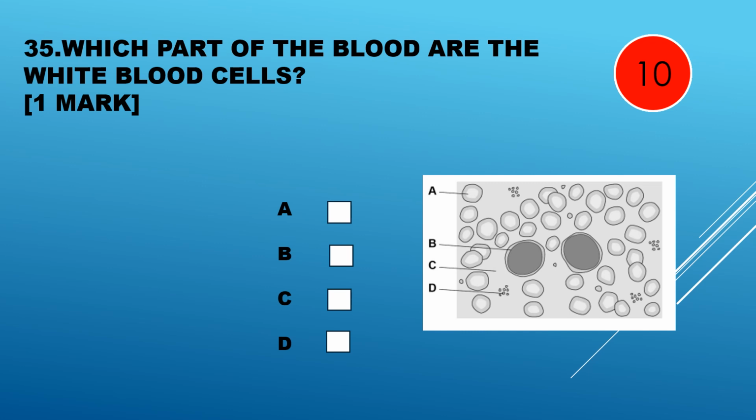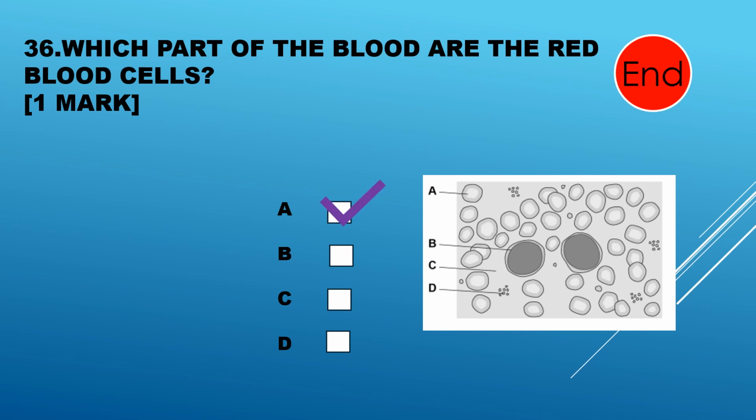Question 35. Which part of the blood are the white blood cells? Is it A, B, C or D? White blood cells are B. Question 36. Which part of the blood are red blood cells? Is it A, B, C or D? Blood is mainly made of the red blood cells, so A is the structure that is most common, so A is the red blood cells.